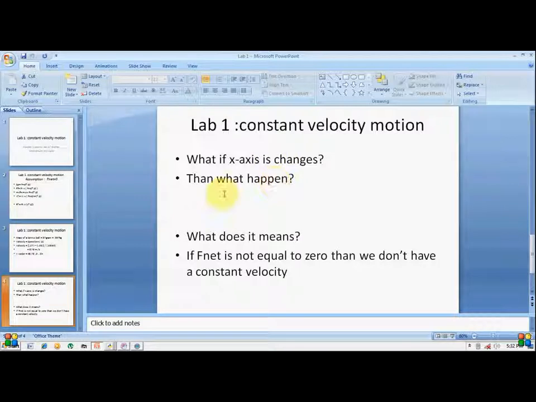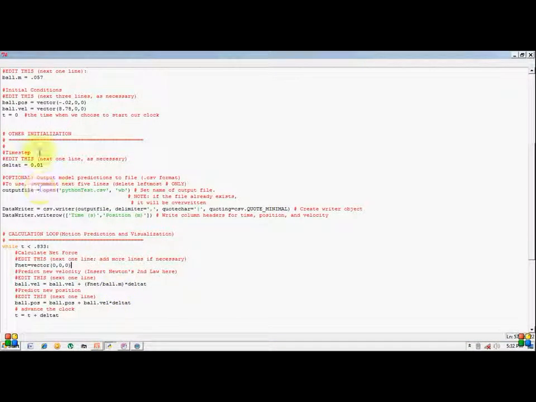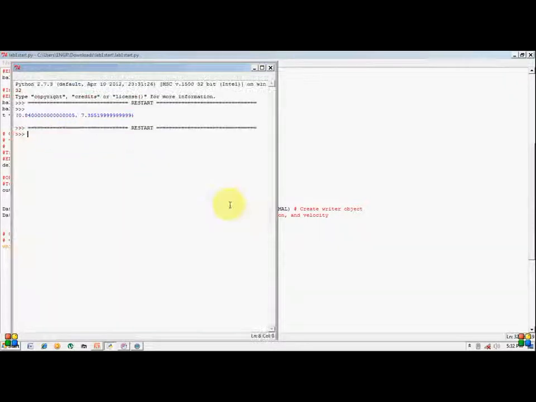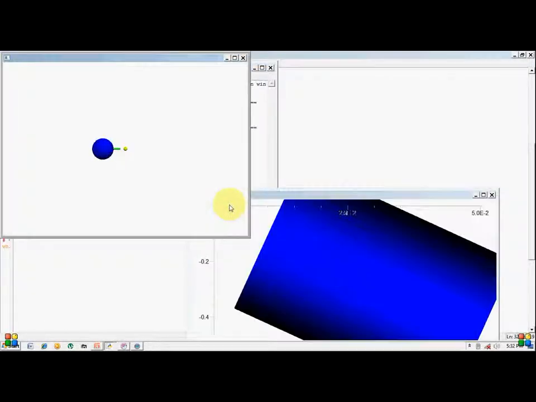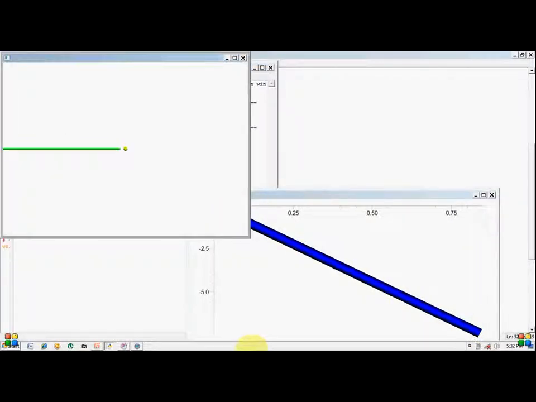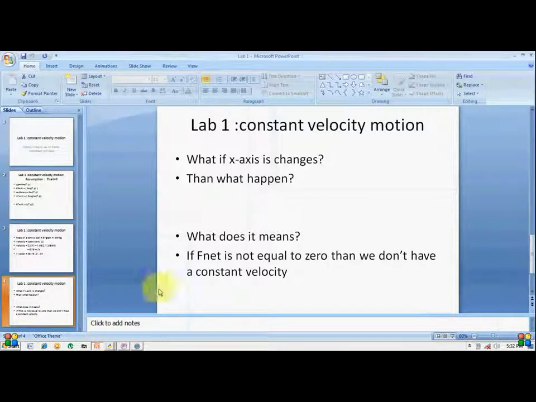What if the axis is changed? Then what happens? In VPython, we simply change the ball velocity and make it negative, and run the model. We will see that the ball moves in the negative x direction. What does it mean? If F net is not equal to 0, then we don't have a constant velocity.